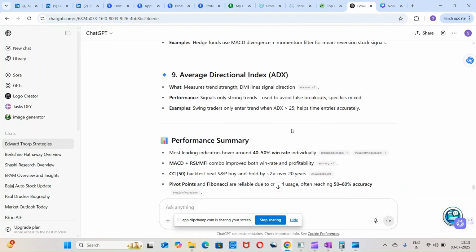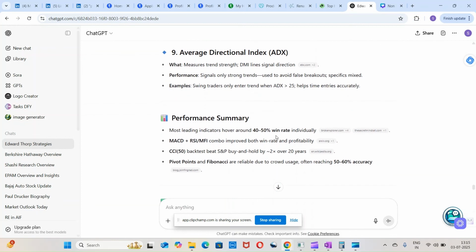Average directional index. This is a trend strength indicator. It will tell you the DMI line signal direction. Performance is that it signals only strong trends, used to avoid false breakouts, and results in specific markets are mixed. So the strength of the trend can be found through the average directional index. Swing traders only enter a trend when ADX is greater than 25. This helps time entries accurately. So this is one of the trading strategies.